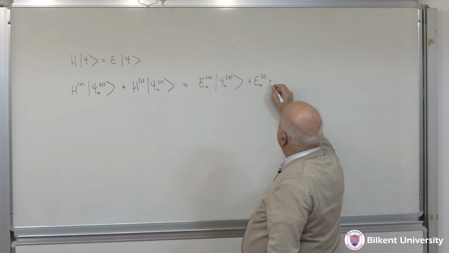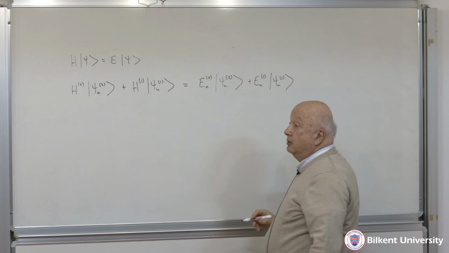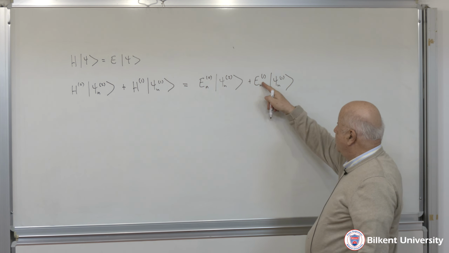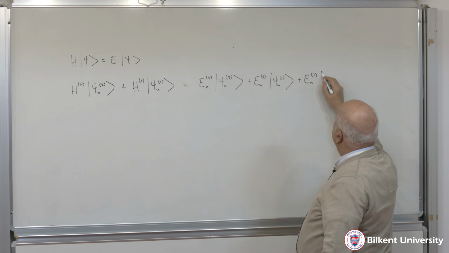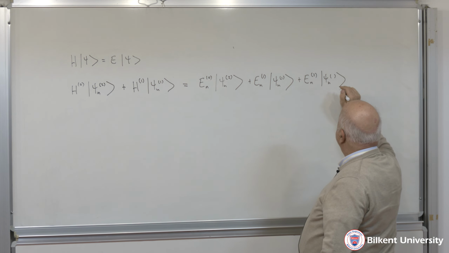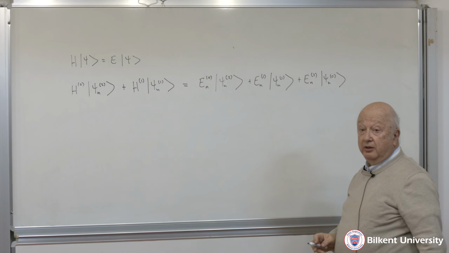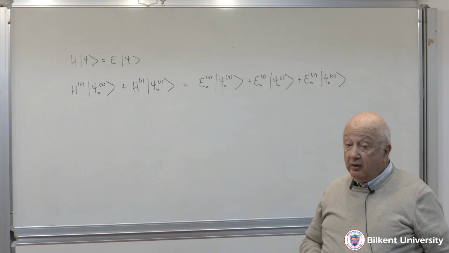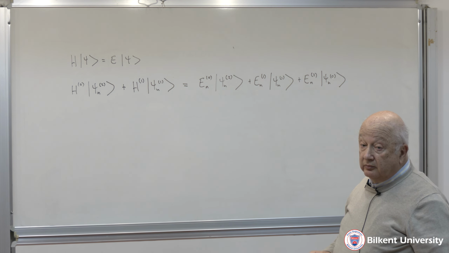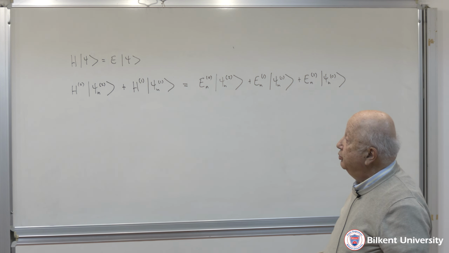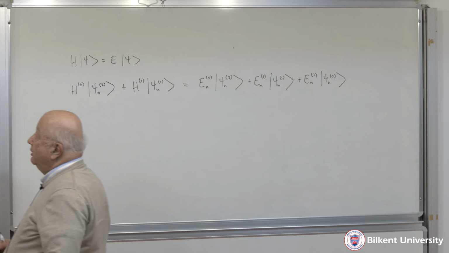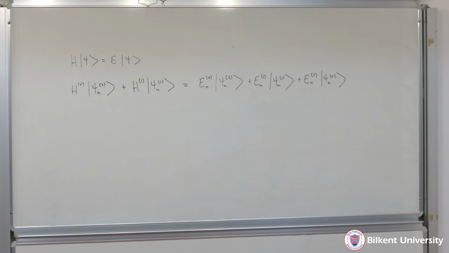En1 psi n1, still second order, 1 plus 1, plus En2 psi n0. Wait, I'm sorry, psi n0, right? Yes. Why did we not write H2 psi 0? Because there's no H2. H is just H0 plus H1.